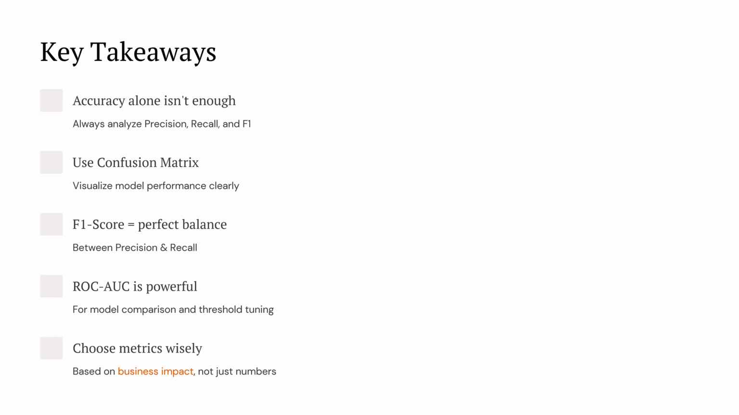Here are the key takeaways. Accuracy alone is not enough. Always check precision, recall, and F1 score. Use confusion matrix to visualize how your model performs. F1 score gives the perfect balance between precision and recall. ROC AUC is great for comparing models and tuning thresholds. And finally, choose your metrics wisely based on real business impact, not just numbers.